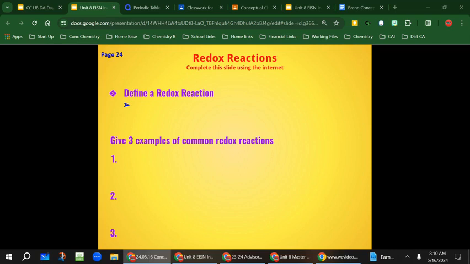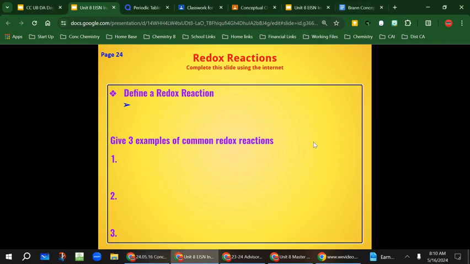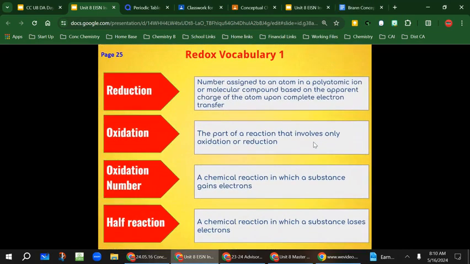Matter of fact, most of the reactions that we have talked about in this class have been redox reactions. A few are not, and we will get into talking about that. But most have been redox reactions. All right. So let's take a look a little bit closer at what redox is, ladies and gentlemen. There are 4 terms here: reduction, oxidation, oxidation number, and a half reaction.